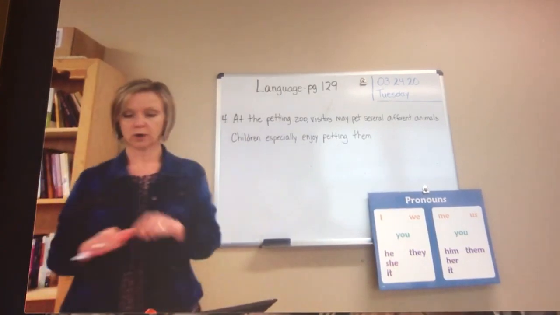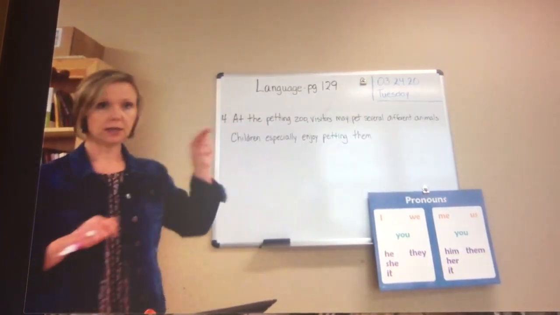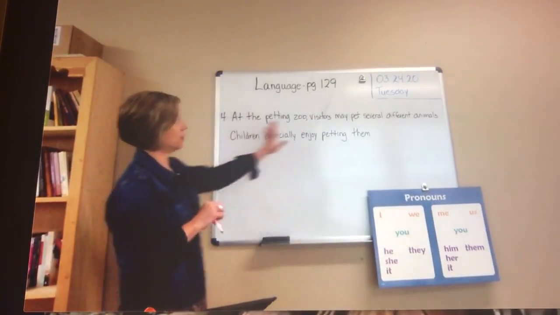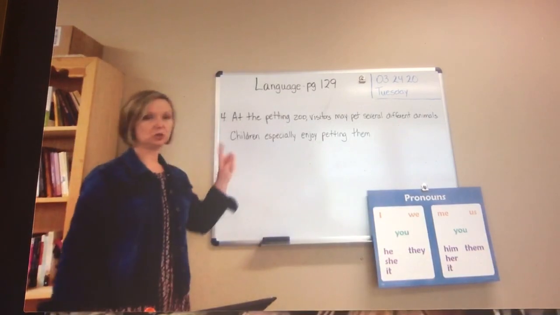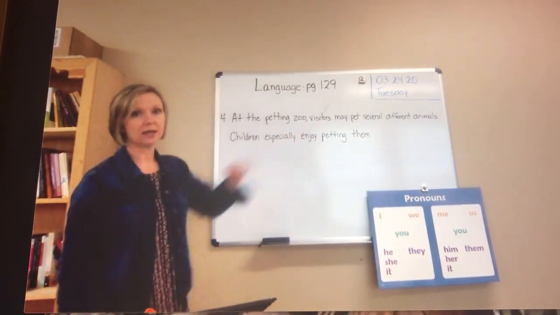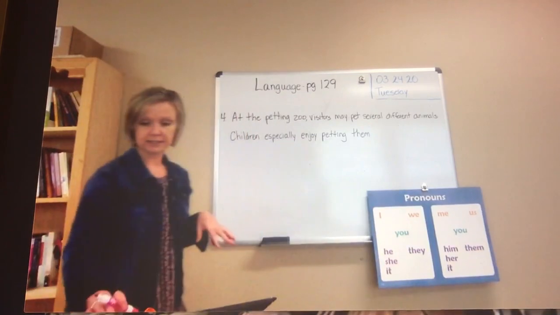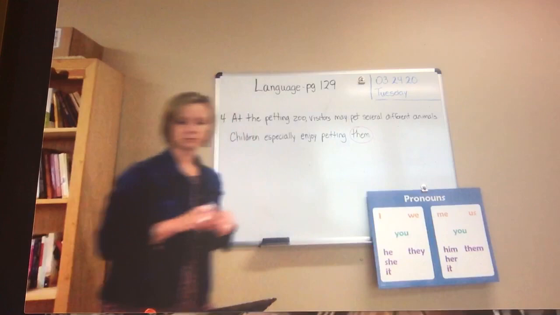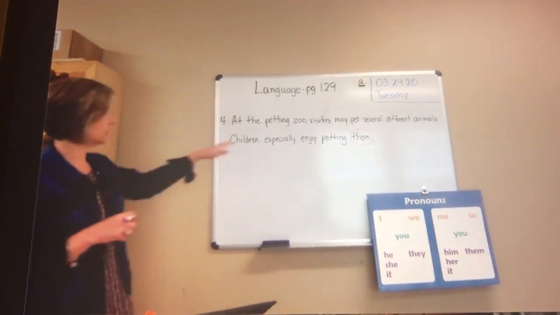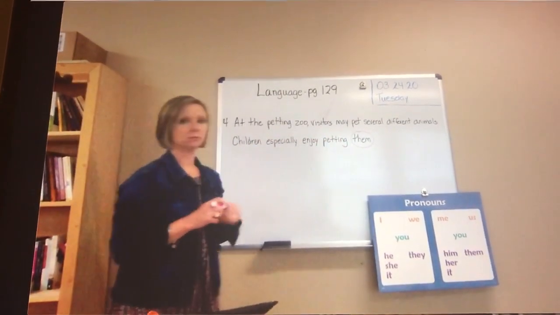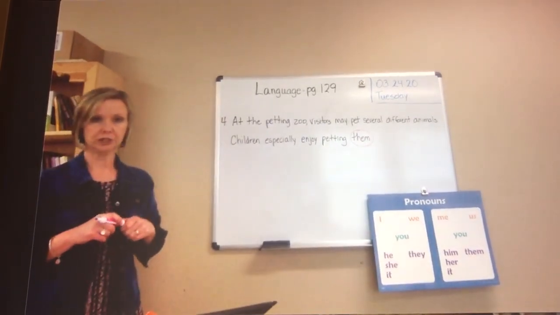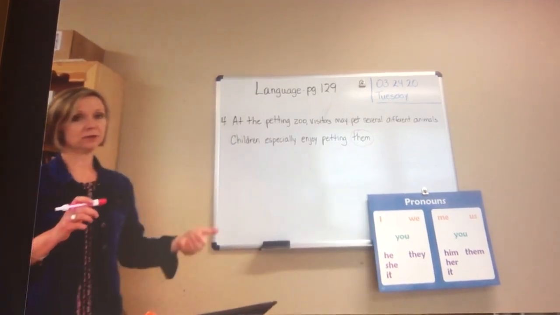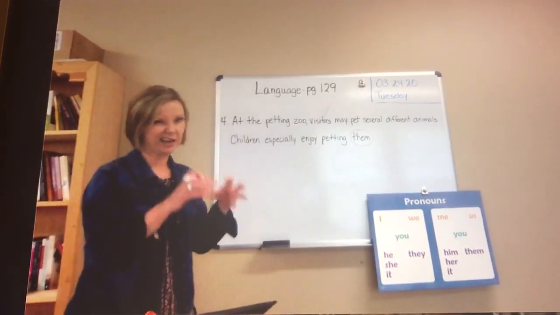So you're looking for a word out of your top box in one of these 2 sentences, okay? So you can go through all these words, and it's not going to be until you reach the end of this last sentence. Them. Them in sentence number 4 is your pronoun. So I've circled it. Children especially enjoy petting them. Who does them refer to? Animals. Not different animals, because different tells you which ones. That's kind of like an adjective there.